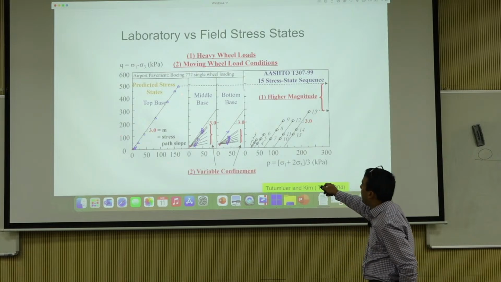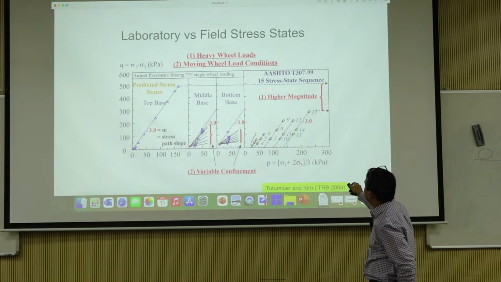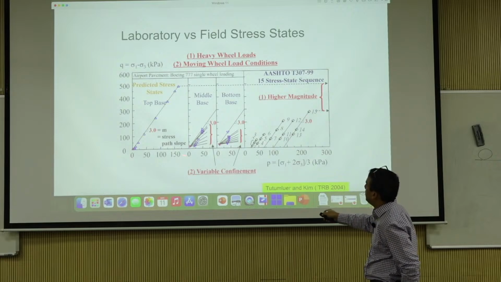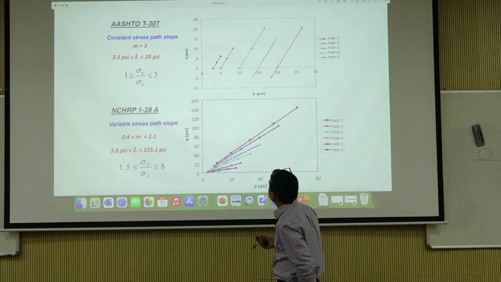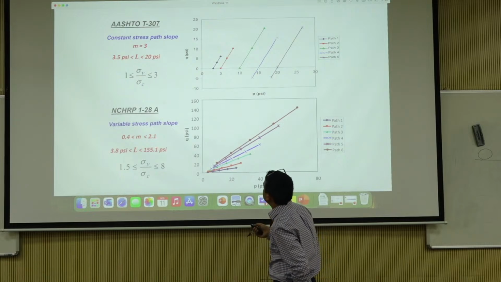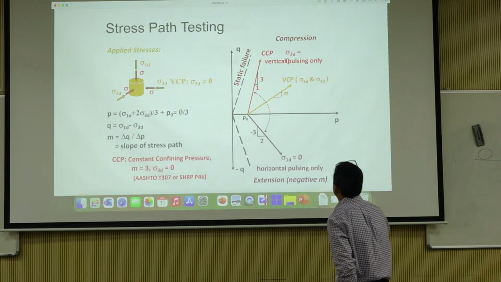For top of base, for middle base, you can actually rotate it. Bottom base, you can actually rotate it and stuff, and you'll actually have different stress sequences. So this is variable confining pressures, this is constant confining pressure and stuff like that, which is your AASHTO T307. Same here, you can do it in vertical. This is the VCP, variable confining pressure.